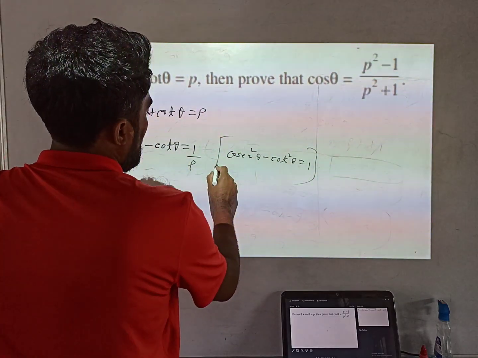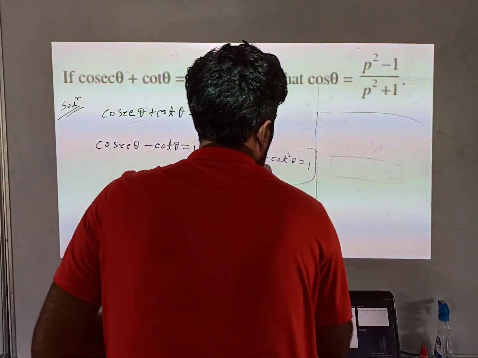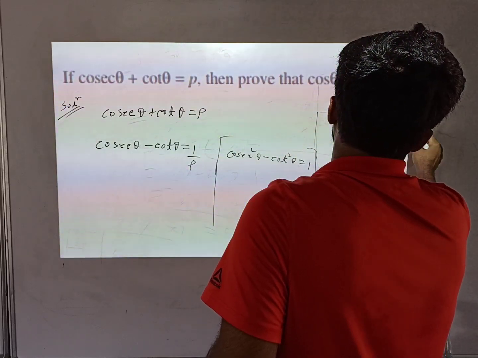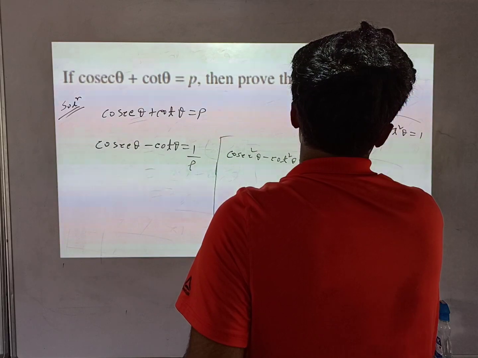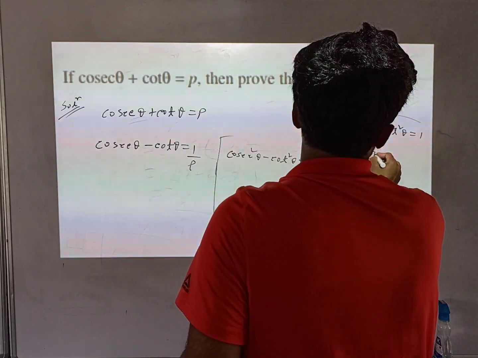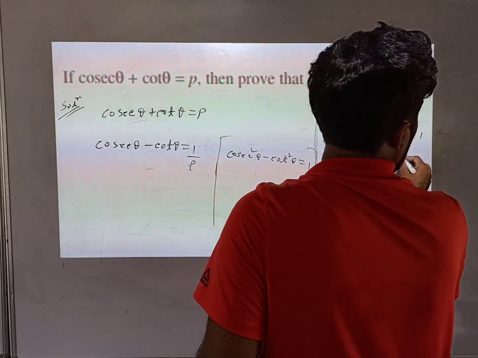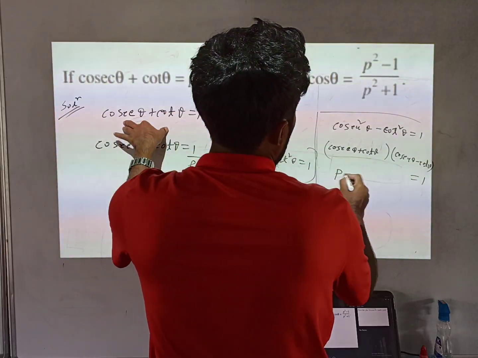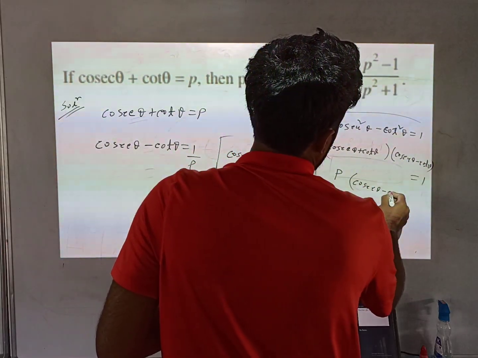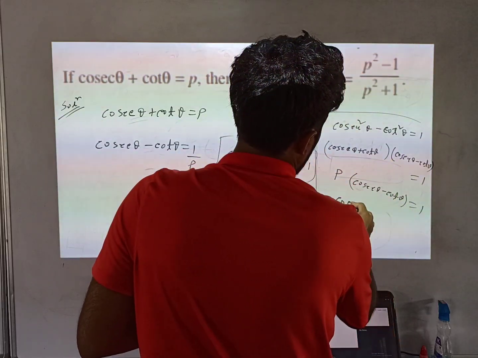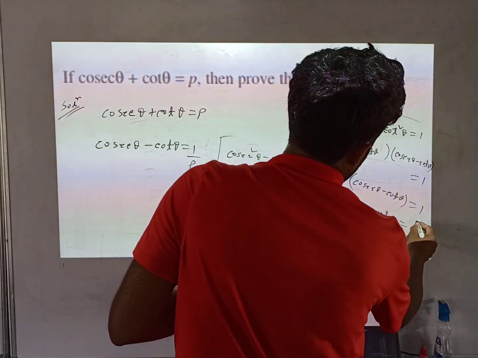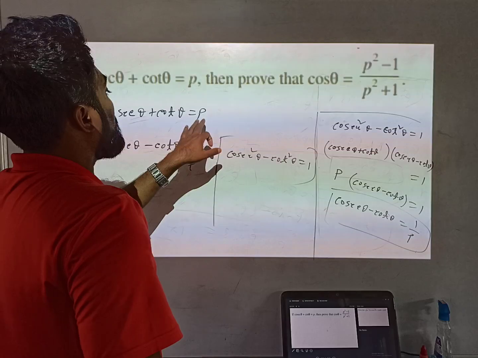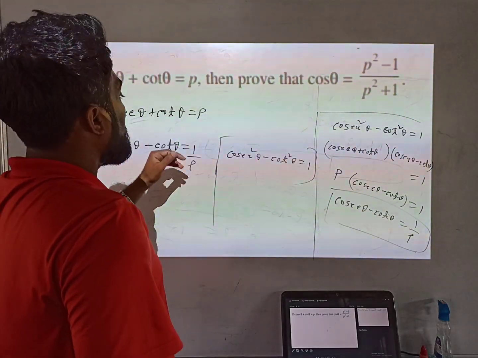Why? I discussed this part, still I am just making you remember. See, we know cosec square theta minus cot square theta equals 1. So see, a plus b, a minus b. So cosec theta plus cot theta into cosec theta minus cot theta equals 1. So cosec plus cot equals p, into cosec minus cot equals 1. So cosec minus cot equals 1 by p. So remember one thing, if cosec plus cot equals any number, then cosec minus cot will be the reciprocal of that number.